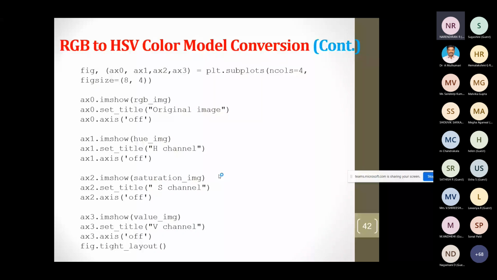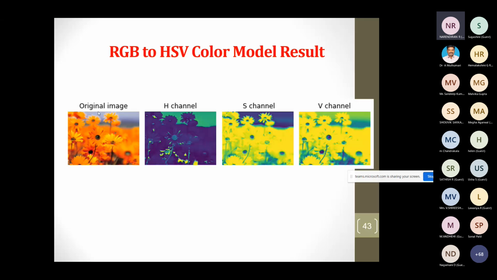You see, the original image is given here, in which we applied RGB to HSV, and after that we segregated each channel separately and displayed it on the screen here: original image, H channel, S channel, and V channel.